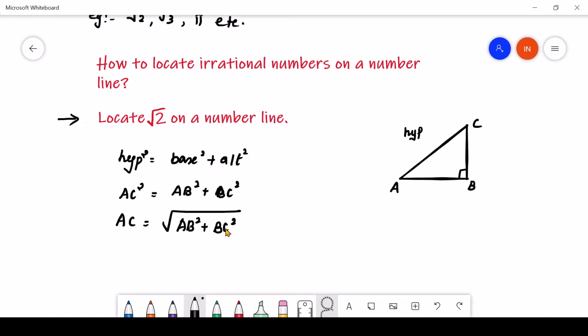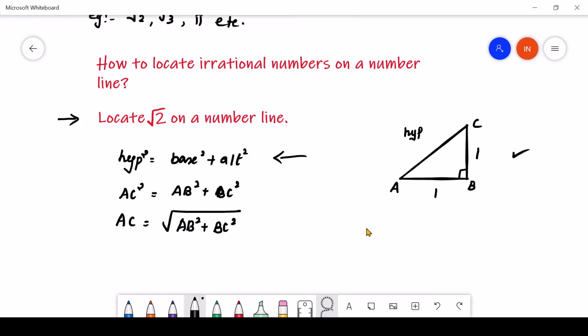You all know this Pythagoras theorem very well, so I'm not going deep into it. Now for representing root 2 on a number line, we can take the base of this right-angled triangle as 1 and the altitude as 1. So base is 1 unit, altitude is 1 unit. How can we get the hypotenuse of this right-angled triangle according to the Pythagoras theorem? Let's do that first.